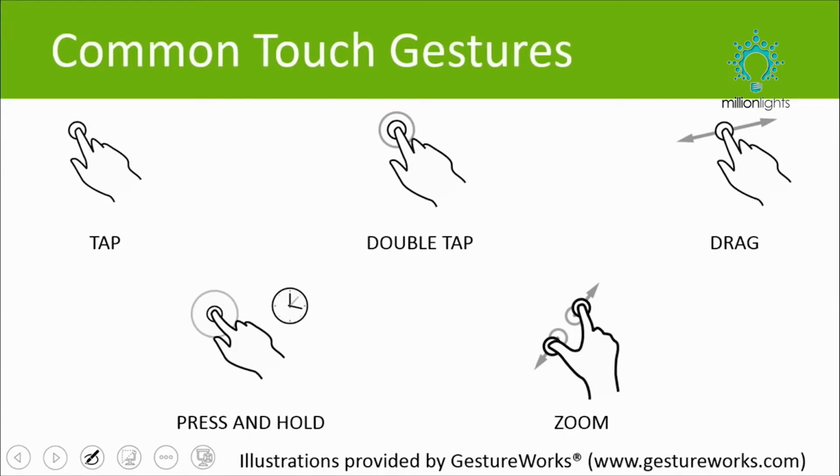Here are some common touch gestures, just a couple of different visuals, right? We've got tap, which is just a single tap. Double tap's a double tap. Drag, just moving, sliding to the left or the right. Pressing and holding is going to replicate that right click, and then zooming like we just talked about on screen.